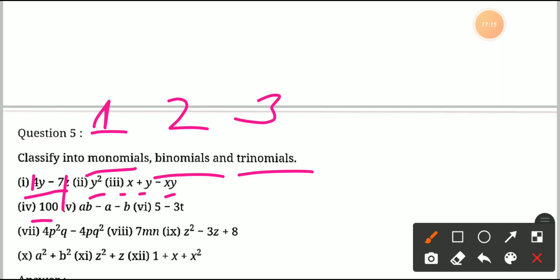Let's see about 100. It contains only one term, so monomial. In the fifth, 1, 2, 3, three terms are there. So the fifth one is a trinomial. Sixth, 1 and 2. So this contains two terms, so binomial. And here also we have to see two terms. Here one term, here three terms, here two terms, here two terms, and here three terms. Now you have to write the answers of all these.